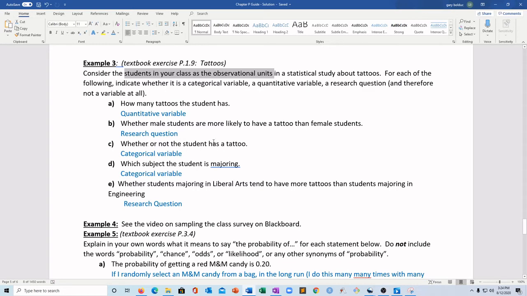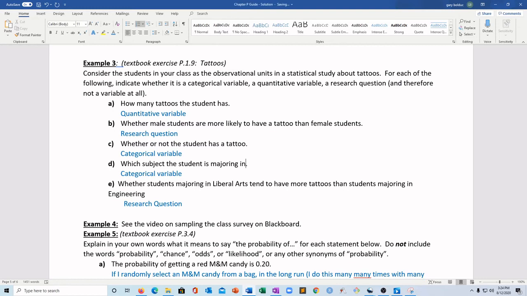Okay. C, whether or not the student has a tattoo. Categorical. It's a variable because it's about each student, right? This line talks about info about them, right? I could ask you, do you have a tattoo? You could ask the next student, do you have a tattoo? Now, it's categorical because your answer to that puts you in a box, right? What's your answer? Do you have a tattoo? If you said yes, you're in the yes box. If you said no, you're in the no box. Boom.